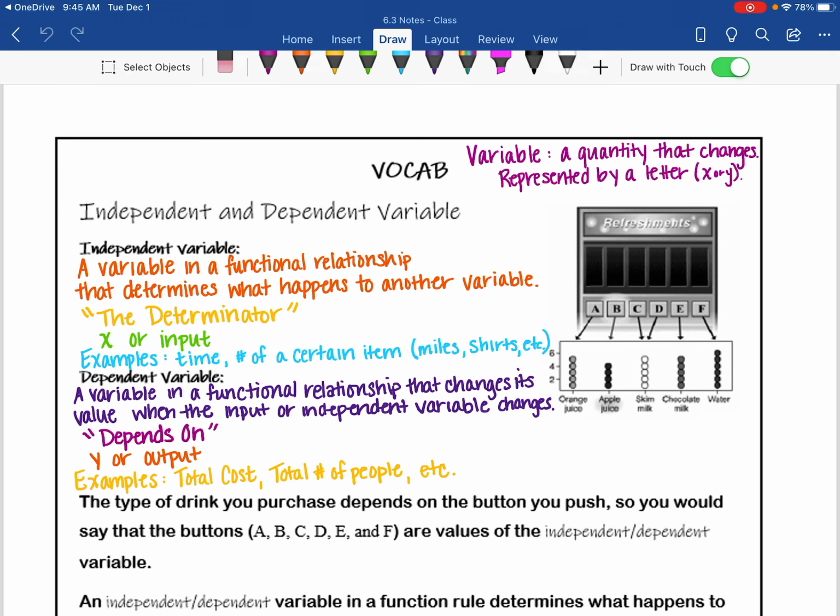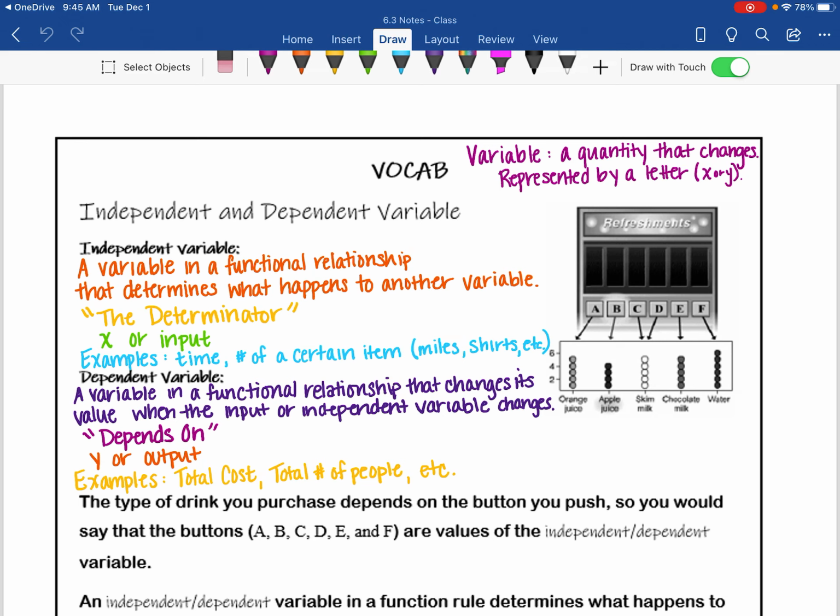Okay, like time is a great example for an independent variable because things change over time, right? Things grow over time, money grows over time in a bank account, things like that. Also, number of items could be an independent variable. So, like, the number of jeans determines the amount you pay. The number of miles you drive determines the amount your rental car costs. Things like that. So the independent variable is the determinator.